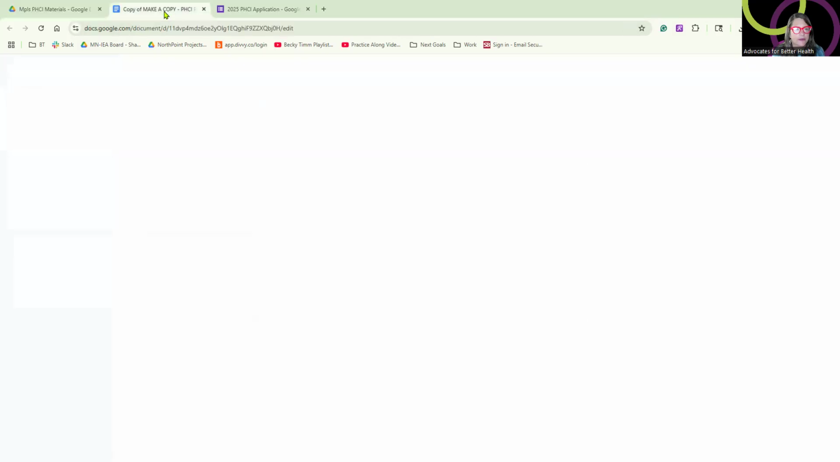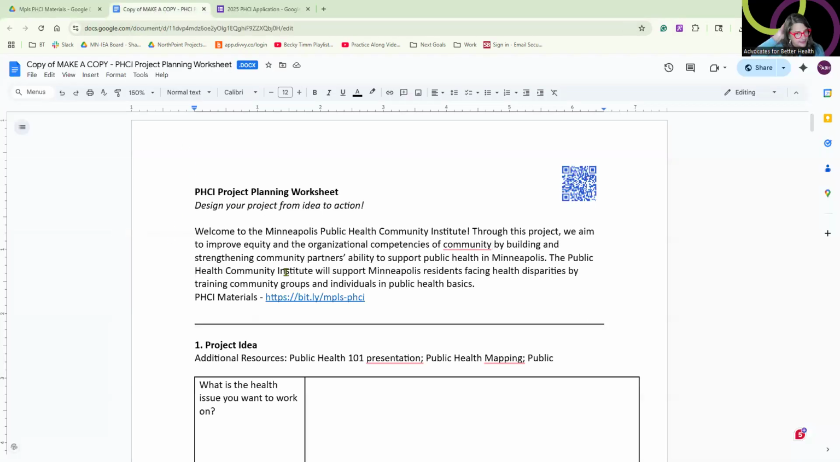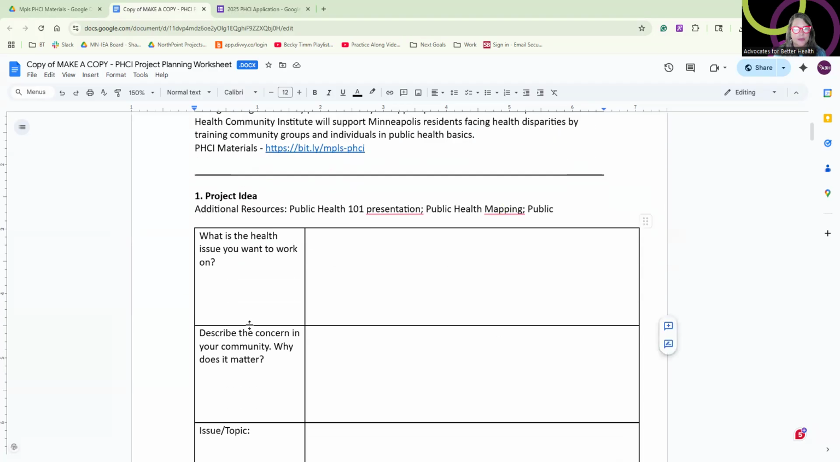The second thing I would like to share with you is the project planning worksheet. During the live in-person training, we spent a half hour working on this. Again, the application is going to be less questions, less intensive, because we will get you to this point with your project and your budget and your evaluation plan. Here is, again, that link to the Google Docs that I just shared with you, and here's the QR code. The first section is thinking about your project idea, your big idea.